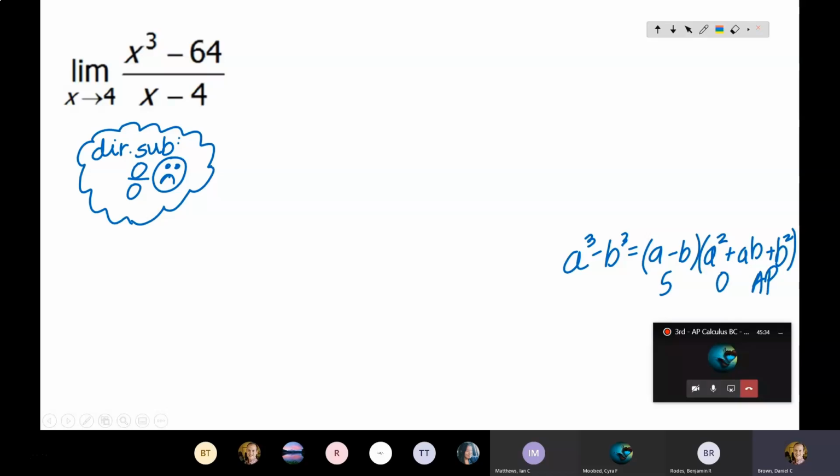So looking at this one, we do have direct substitution. When I go through and do my direct substitution, we end up with 4 cubed minus 64, which is 0, over 4 minus 4, which is 0. Sad, because we have to actually do some work. So these are polynomials. So big clue, we want to factor and cancel. So I have x minus 4, same sign, opposite sign, always positive.